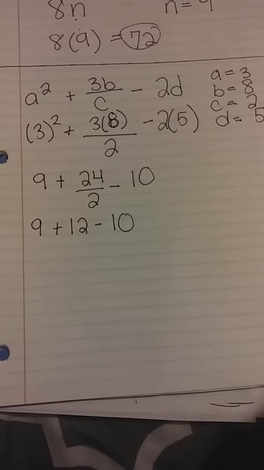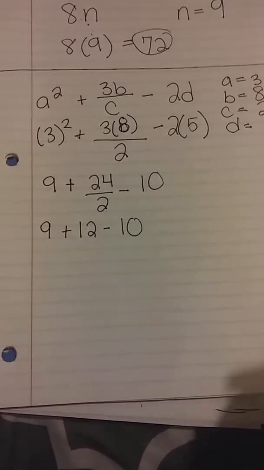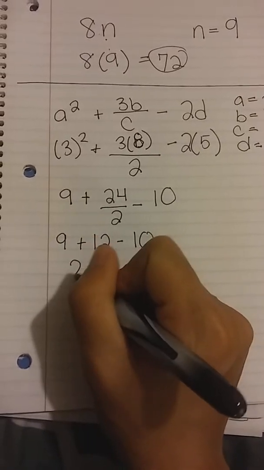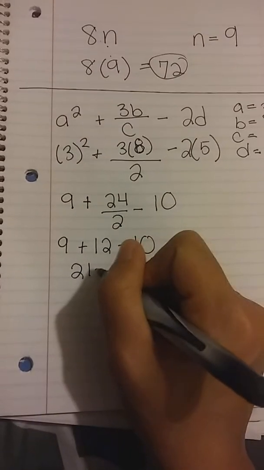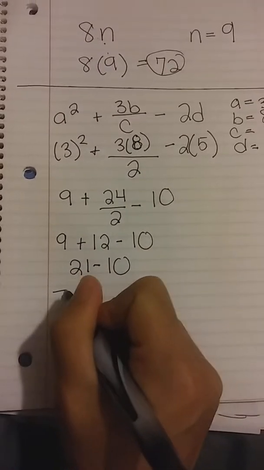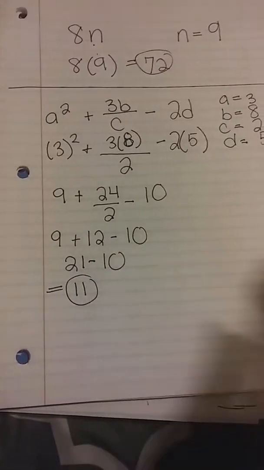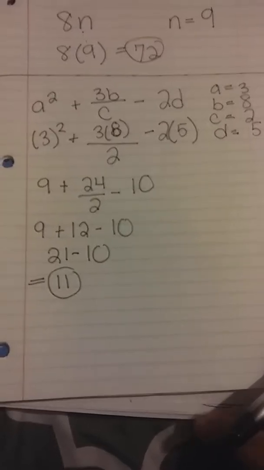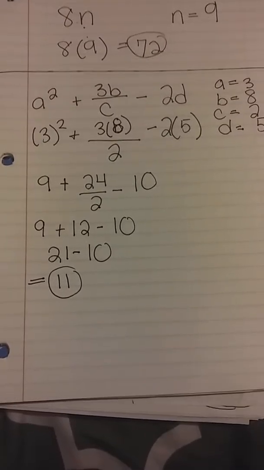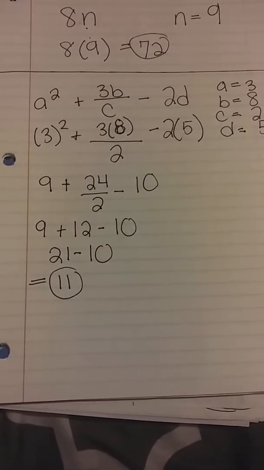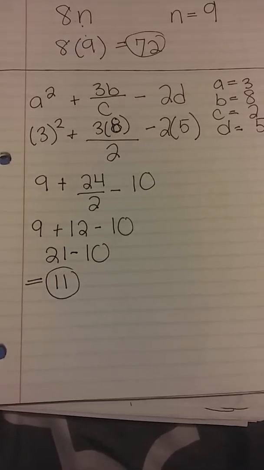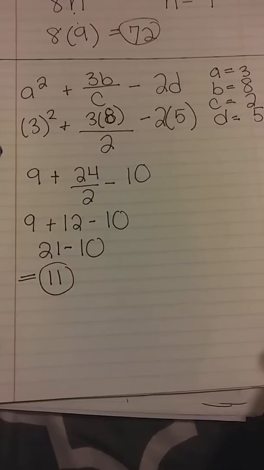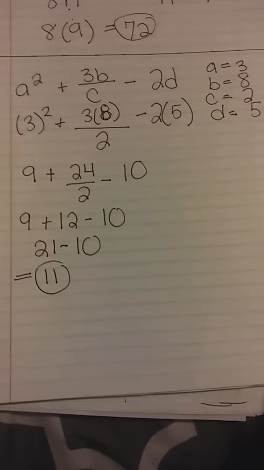And then from here on out, once you have everything simplified, you can go ahead and do order of operations. So 9 plus 12 is 21. Bring down the minus 10, and you should get 11. If you need to write this down on your sheet of paper, just go ahead and ask Mr. Chris to press pause while you write it down. If you're confused about anything, ask for it to be rewound, or you can ask him for help.